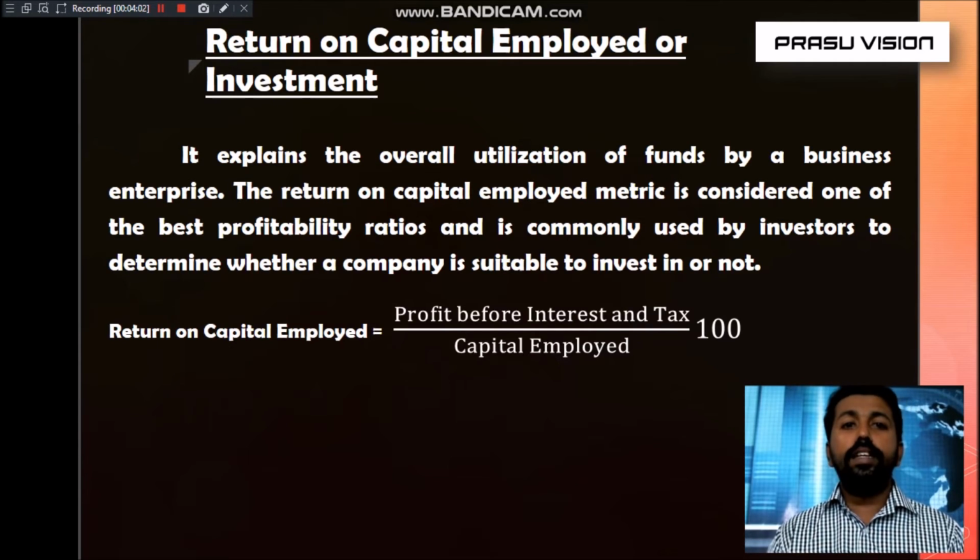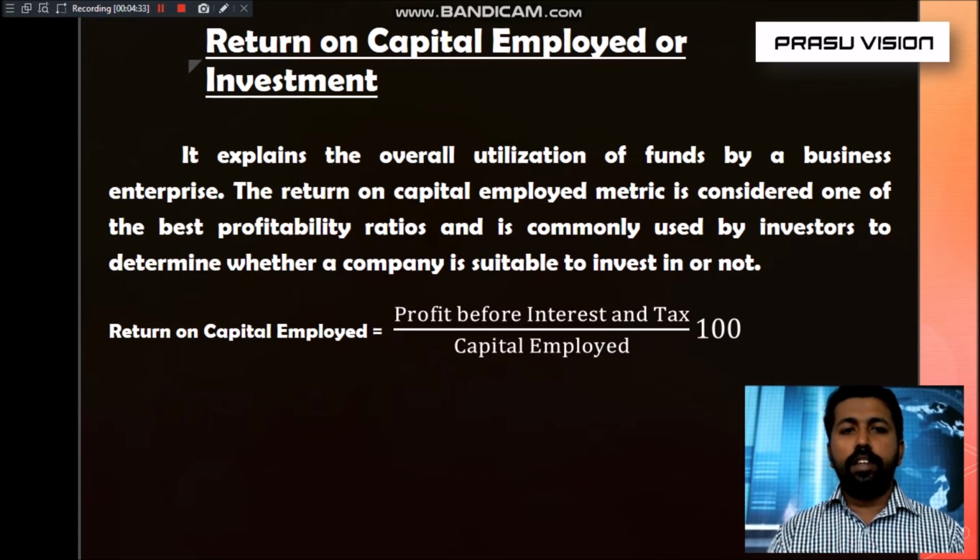The last ratio in this chapter we have to learn is return on capital employed, or return on investment ratio, ROI. It is very important for your higher studies also. Whenever you go for degree level courses, there you have to learn it, so make it thoroughly from here. The return on capital employed ratio shows the relationship between the amount invested in the organization and profit before interest and tax.